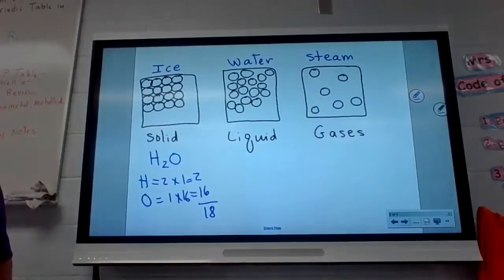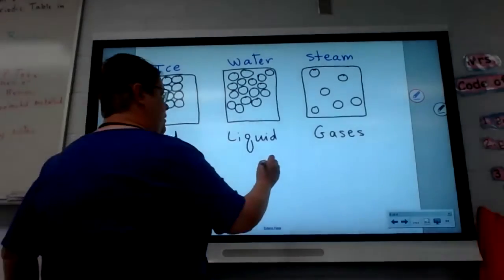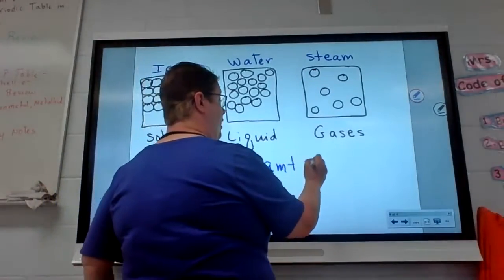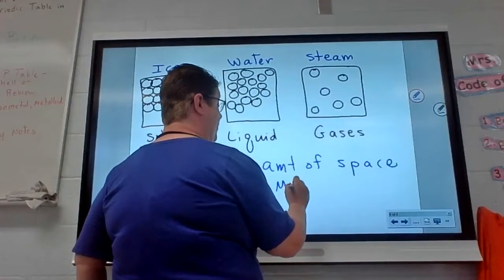The only difference that makes a solid, a liquid, and a steam different is how much what is between the particles. Space. The amount of space makes them different.